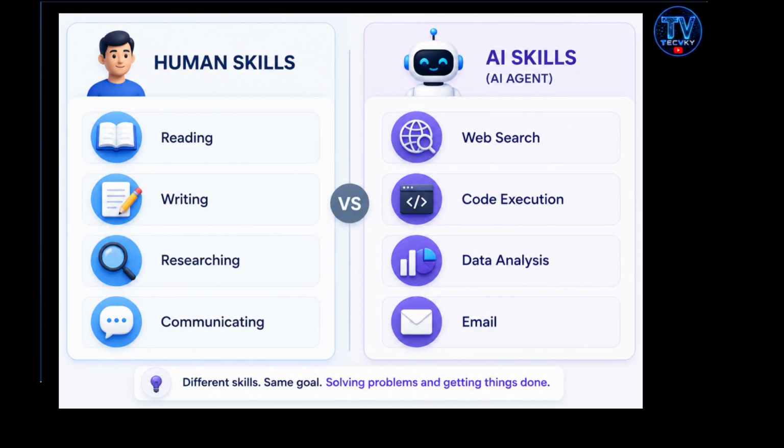Okay. Now let's talk about one of the most important concepts in AI agents, skills. Think of skills as the superpowers of an AI agent. Just like humans learn different abilities such as writing, coding, searching, or analyzing data, AI agents can also have specialized capabilities called skills. These skills allow the agent to perform specific actions whenever needed.